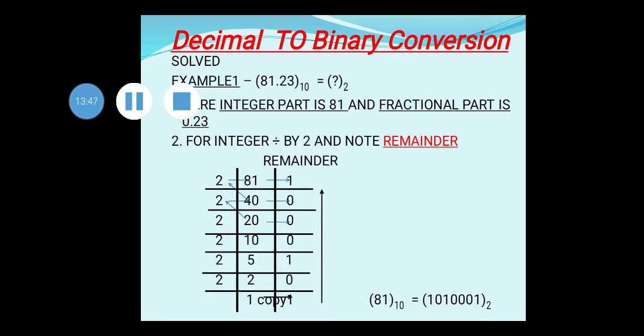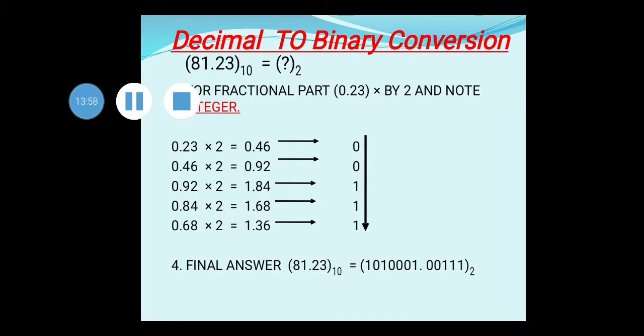Yet it is not done because it is having a fractional part as well. So now we'll follow the fractional part rules. The fractional part is 0.23. We are going to multiply it by 2 and note the integers as shown below. You can check in the slide. First, 0.23 multiplied by 2 is equal to 0.46. In this, the integer part is 0. Note down the 0 integer and the fractional part 0.46.